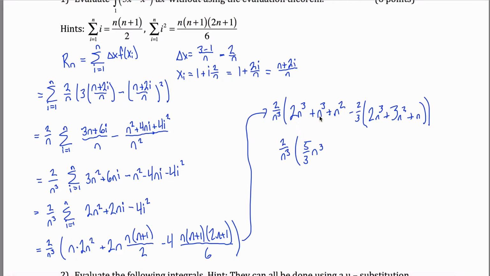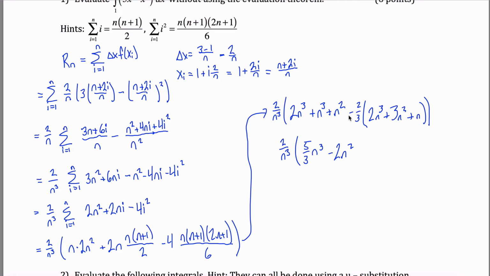So 3n cubed, which is the same as 9/3, minus 4/3 leaves me with 5/3. So I've taken care of this guy, and that guy. What about my n squareds? Well, I have 1n squared here, but I have to get rid of 3n squared. So I have negative 2n squared.